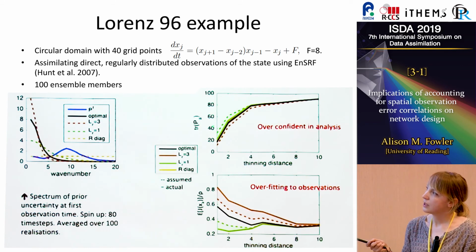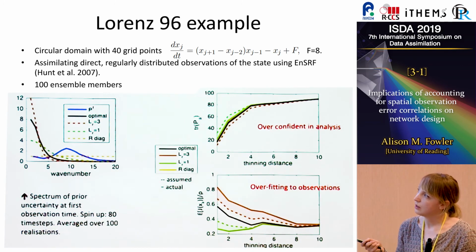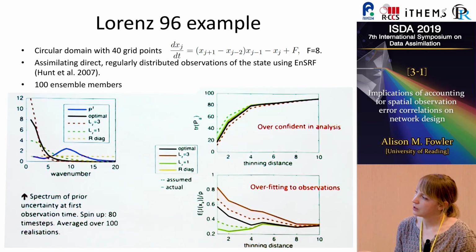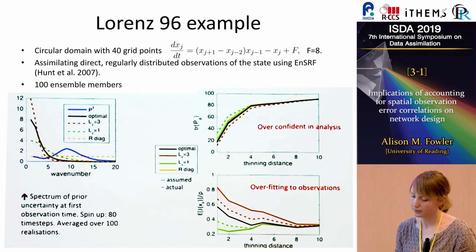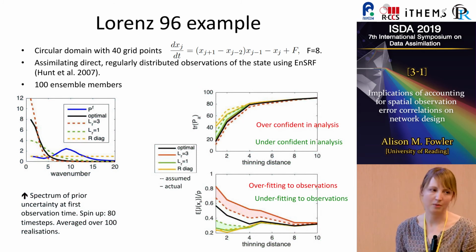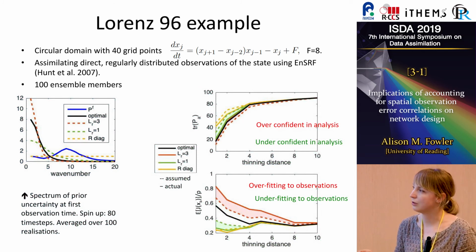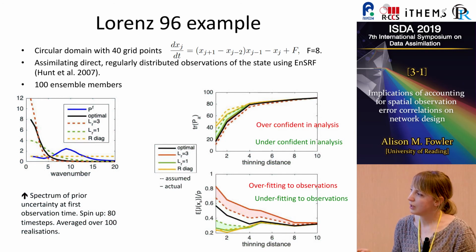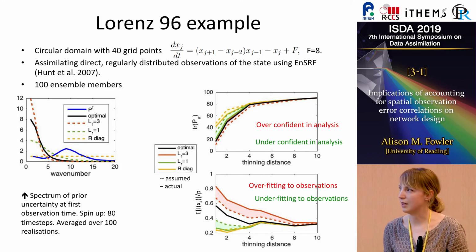Whereas if we underestimate the length scales in our R matrix, then you see that we're underconfident in our analysis. And also our analysis increments are smaller than we're expecting them to be, and also smaller than the optimal. So in the second case, we're obviously not using the observations to their full potential, but we're still able to get some of the small scale information out of the observations, and at least we're not having a detrimental impact on our analysis.